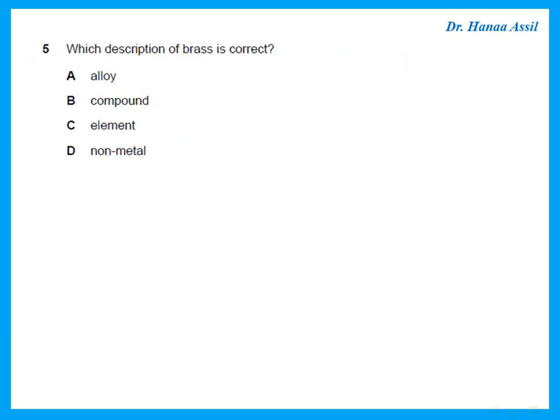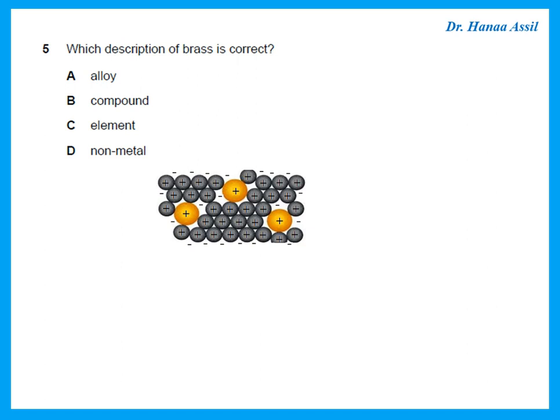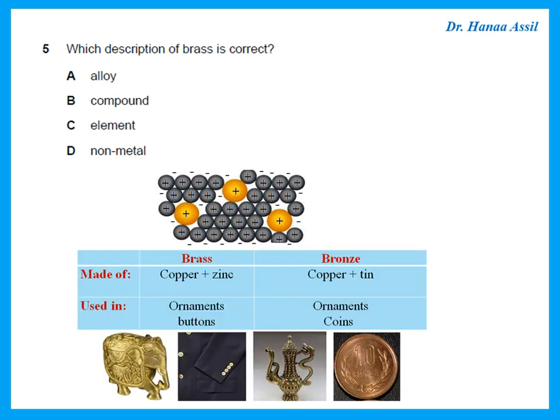Which description of brass is correct? Remember, brass is an alloy. We said it is an alloy of copper and zinc. And remember that an alloy is a mixture of metals.